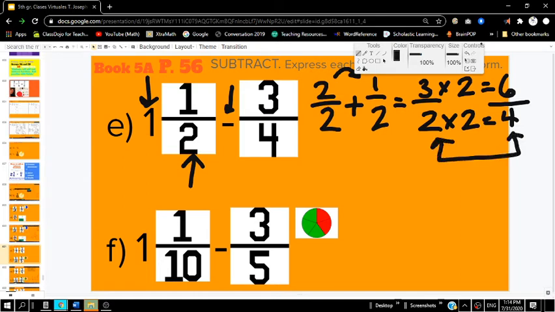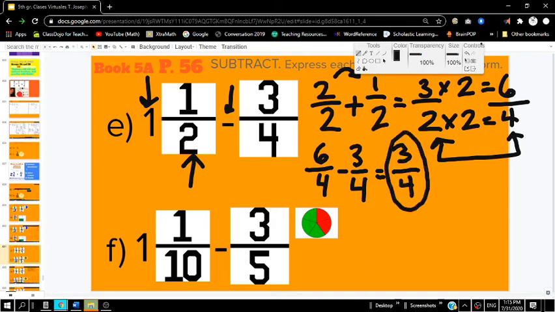Now we can just subtract like normal. We have 6/4 minus 3/4. 6 minus 3 equals 3. And our 4 stays the same in our denominator. 3/4 is our final answer.